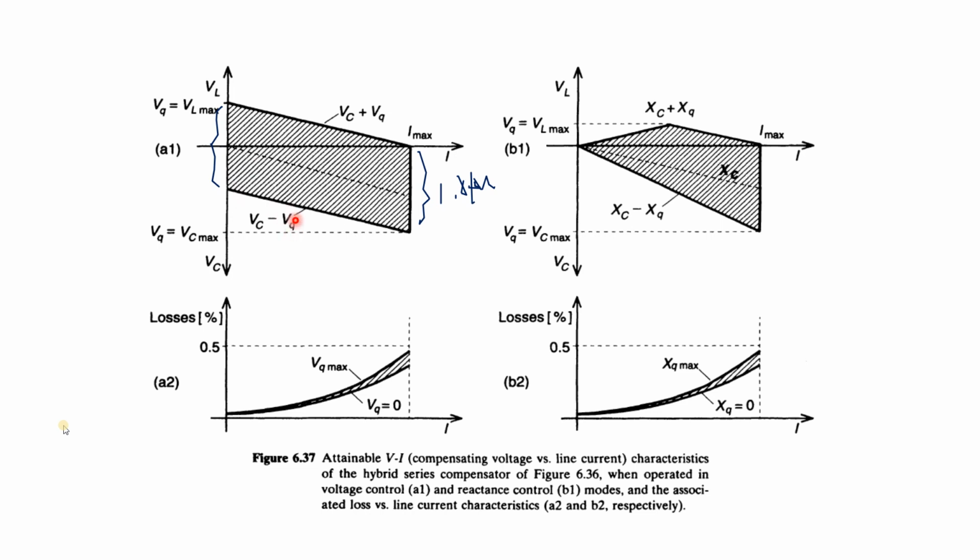And over here the value of the injected voltage need not be equal to the maximum, because we have already a capacitor voltage, series capacitor voltage. So the total voltage injected will be Vc minus Vq. Vc minus Vq. So you will get this voltage over here.